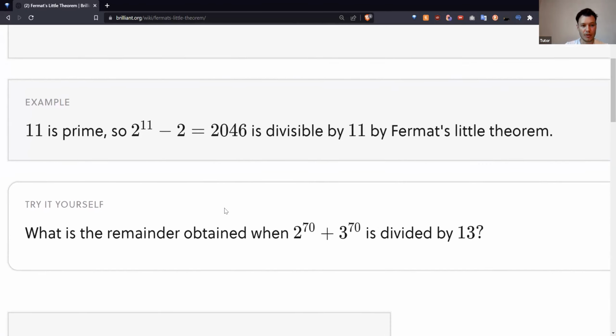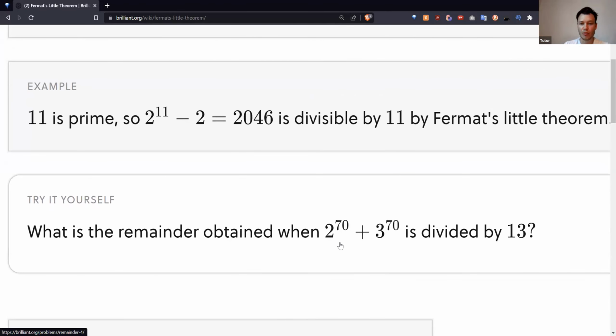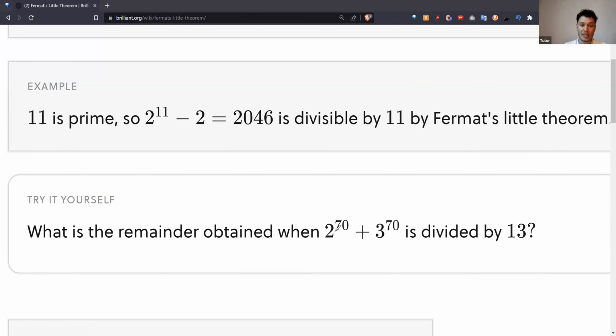So here's the question. What is the remainder obtained when this number is divided by 13? Okay, so this is kind of tricky, kind of hard, right? Because 2 to the 70, 3 to the 70, these are going to be really huge numbers. So the question is, what are the possible remainders that you can get when you take 2 to the 70 or 3 to the 70 and you divide it by 13?